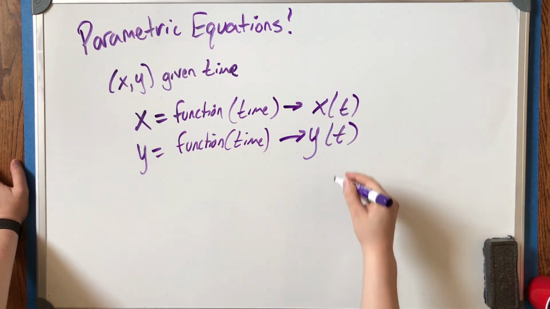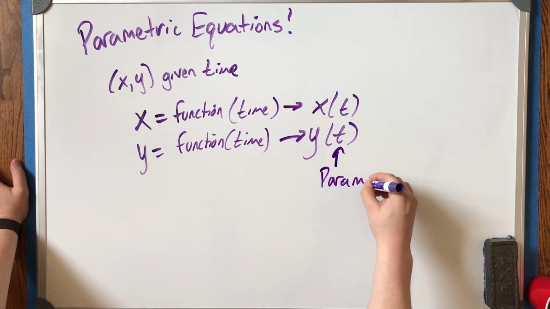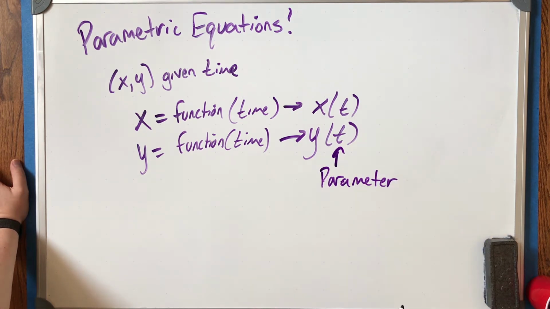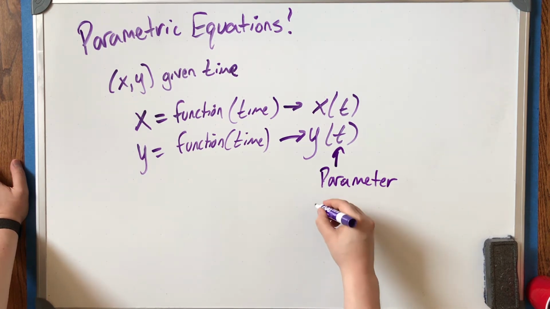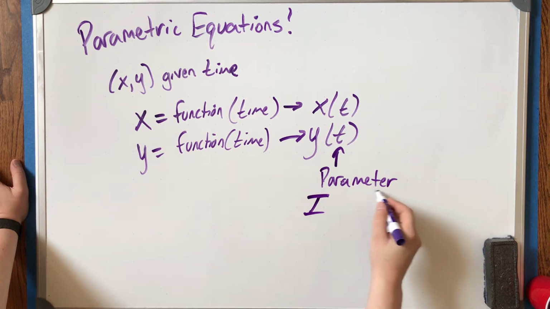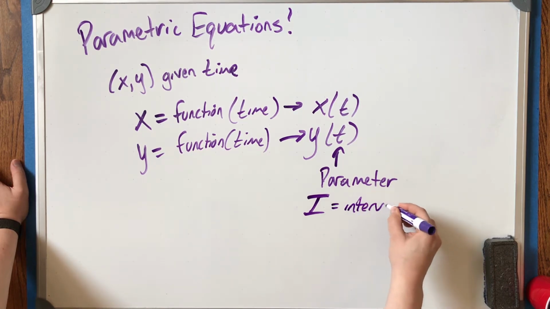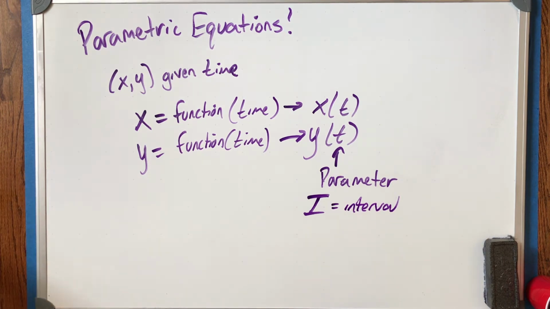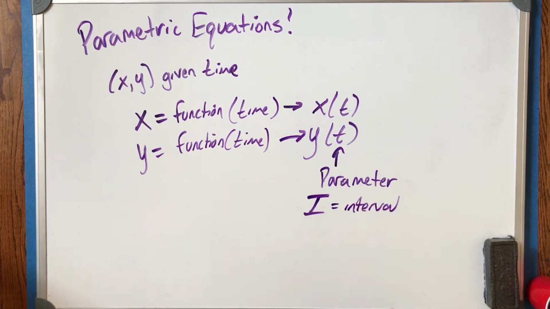This t value is referred to as the parameter. And there's something else that we need, which is an interval. So we have an I value, which is going to be the interval of the parameter. Every single set of parametric equations is going to include three things: an x equation, a y equation, and an interval. Every single time.